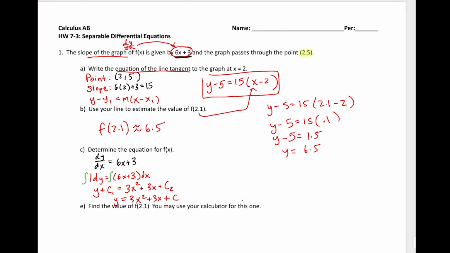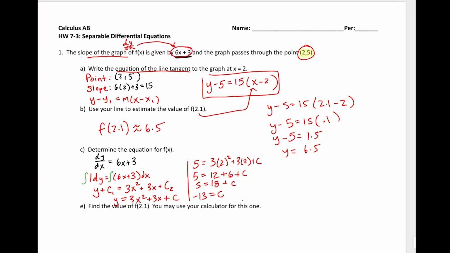Now that we have an equation for y, we can go ahead and try to figure out what that c is. And we can do that by substituting in that point that we know has to be on the curve, 2 comma 5, into x and into y. So 5 equals 3 times 2 squared plus 3 times 2 plus c. 5 is then going to equal 3 times 4, which is 12, plus 3 times 2, which is 6. 6 and 12 make 18. And if I subtract 18 from both sides, I'm going to get negative 13 as c.